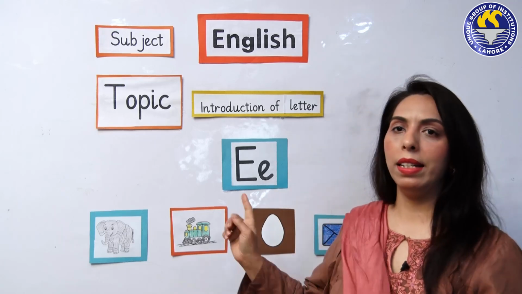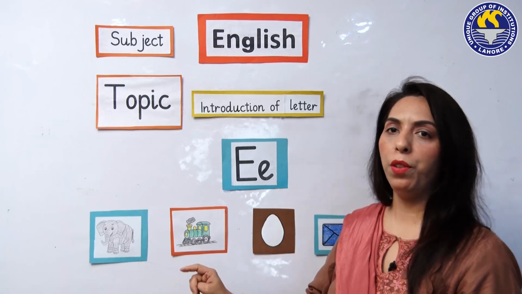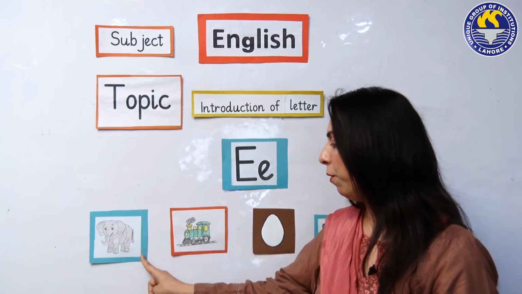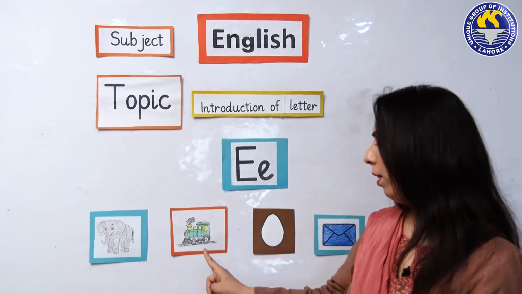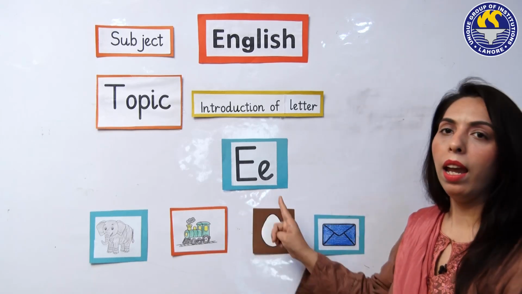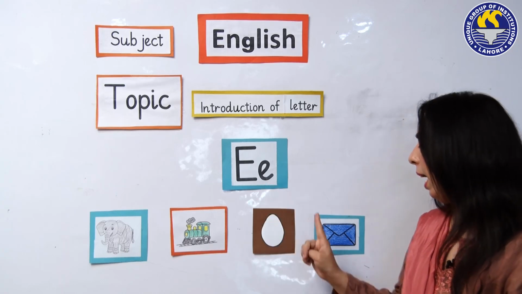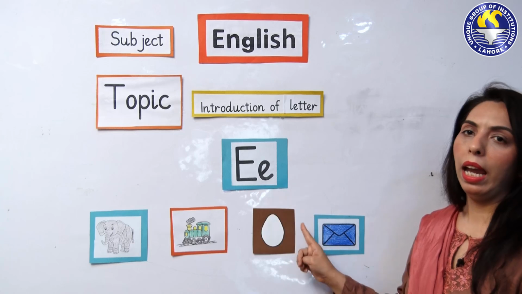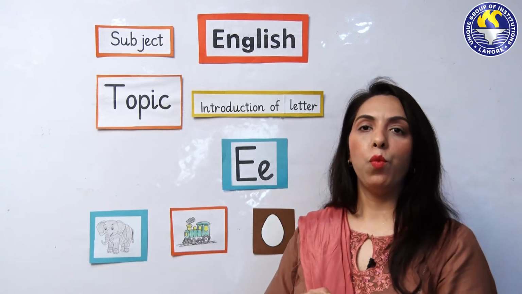So let's learn its vocabulary. E a elephant. Read it with me. E a engine. E a egg. E a envelope. This is how you will read its vocabulary.